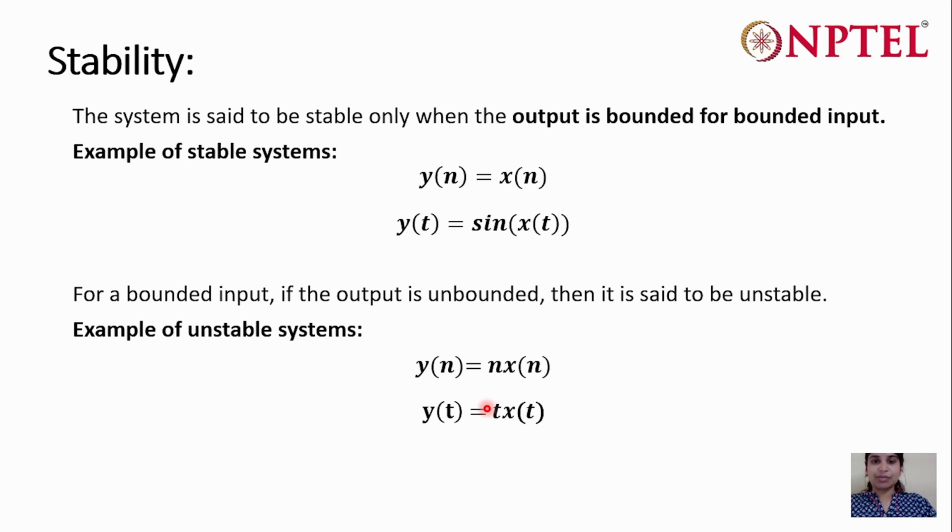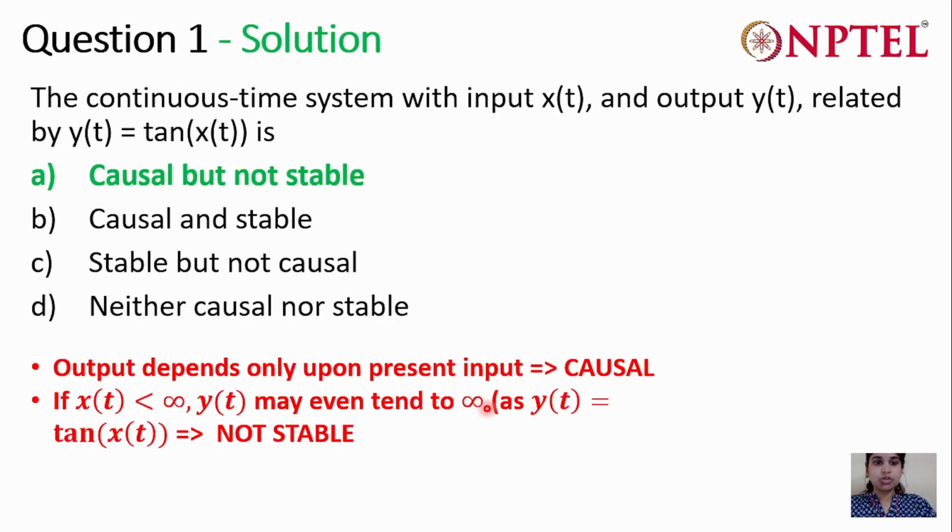With these two definitions of causality and stability, let us see how to solve this problem. Y of t is tan of x of t. If you consider time t, it is just tan of x of t, right? So the output depends only upon the present input, just at time t. So this system is a causal system. There is no dependence on future inputs. So the system is a pure causal system.